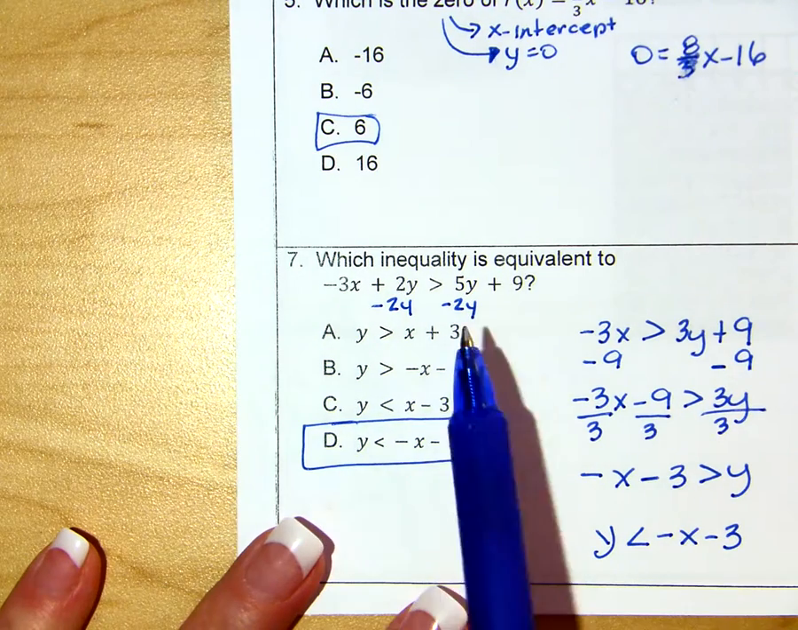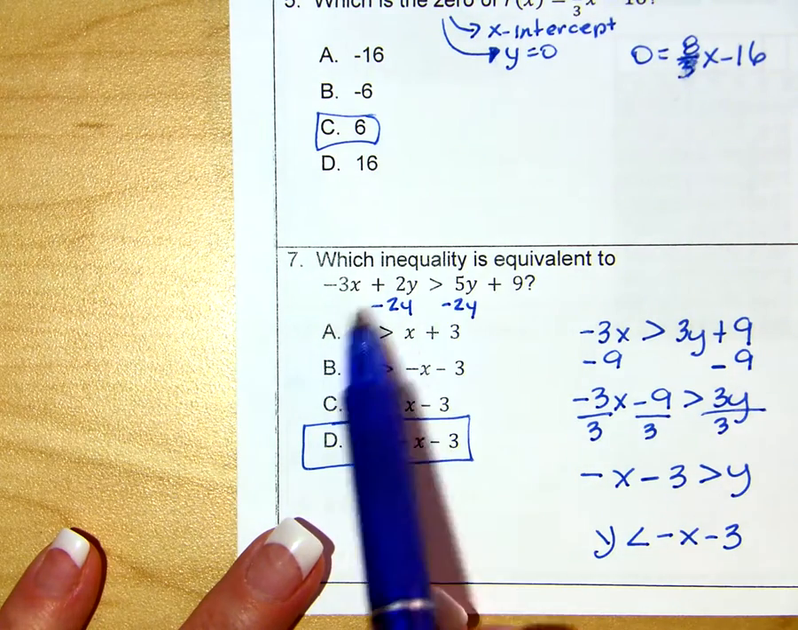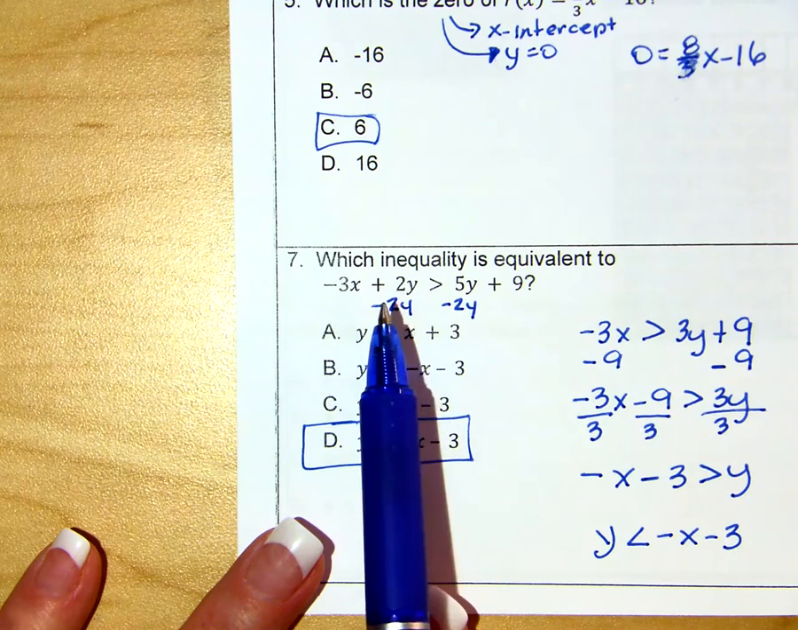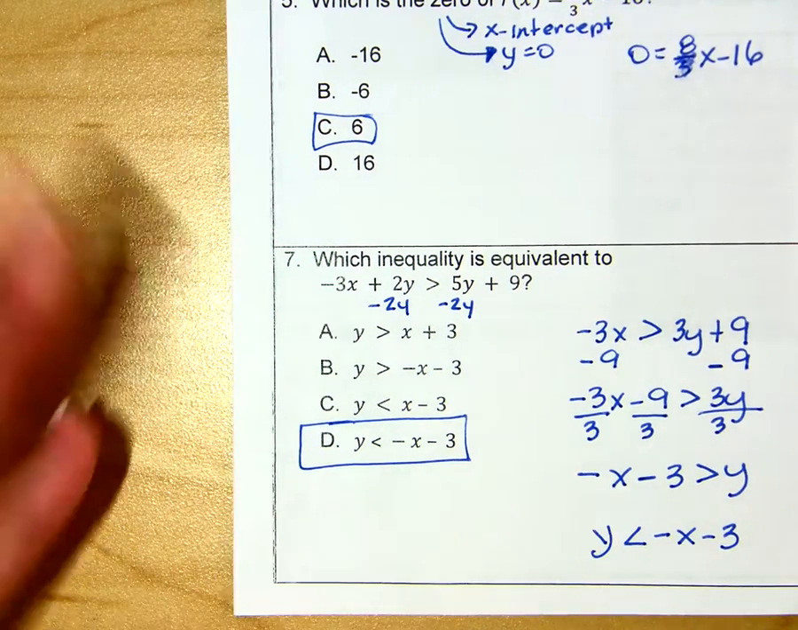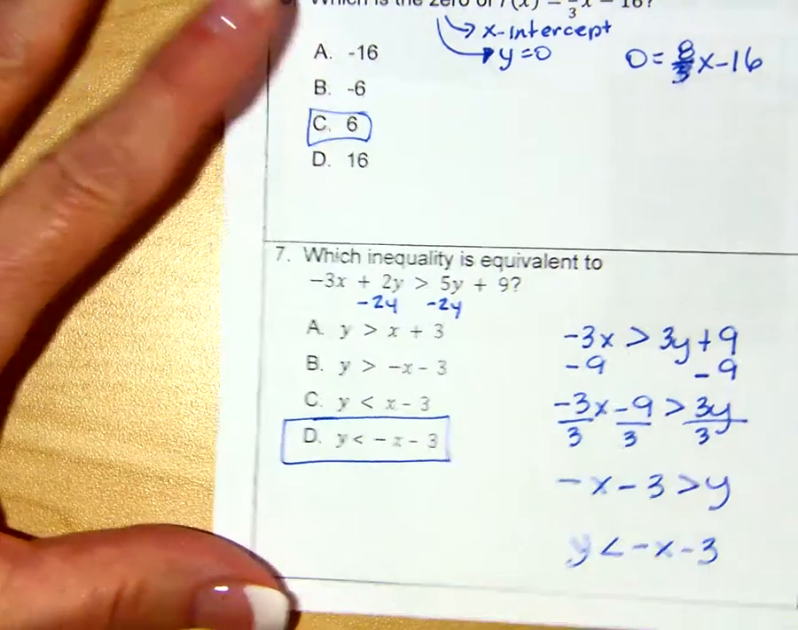If we had chosen to get rid of the 5y, then we would have ended up with a negative in front of the y over here, which means we would have divided both sides by a negative number, meaning we would have had to flip the inequality. Either way, something was going to have to flip.